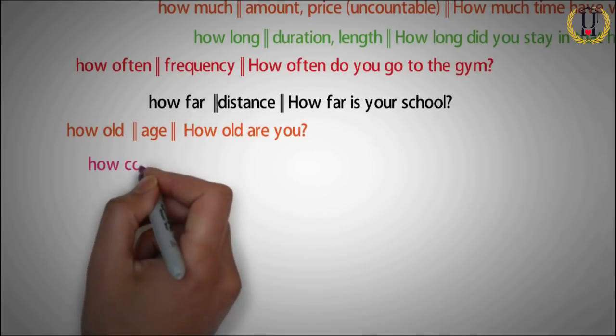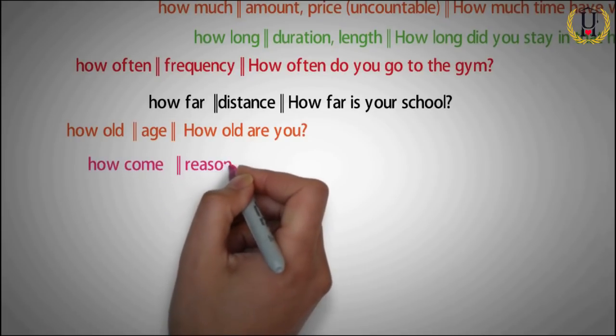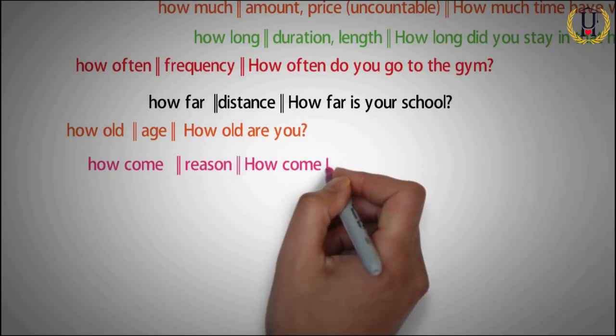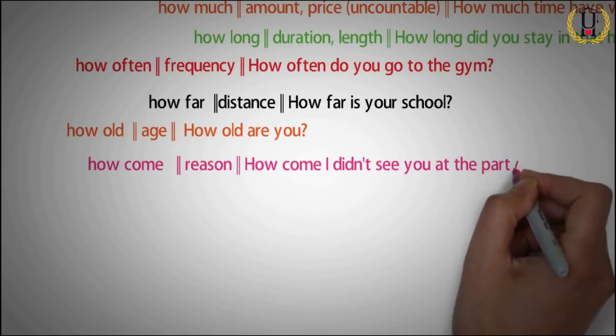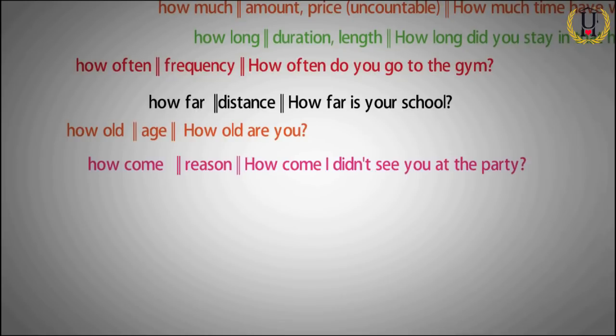And the last one is how come. How come is for a reason, related to what for and why. How come is used for a reason. And how come I didn't see you at the party?